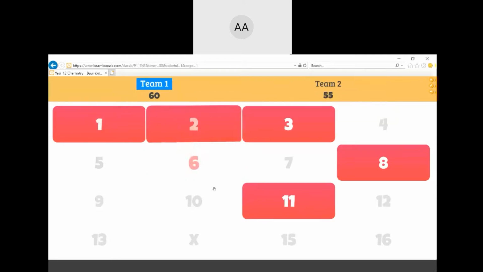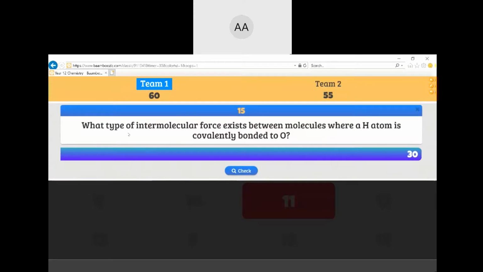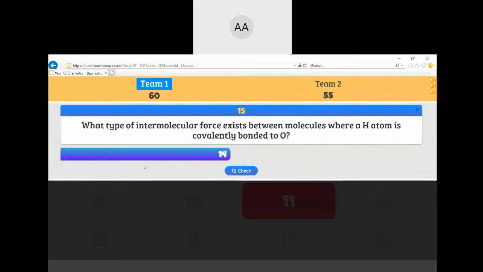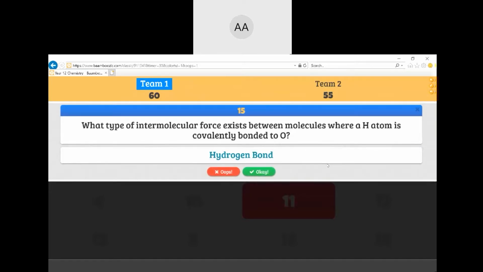So team 1, you want to go for number 1? Okay, let's go. What type of intermolecular force exists between molecules where a H atom is covalently bonded to O? Our absolute favorite chemistry teachers, intermolecular forces. 17 seconds left. 15. Are you ready with an answer? Let's go. 12 seconds. Fantastic. It was an easy one. Hydrogen bonding. Fantastic.